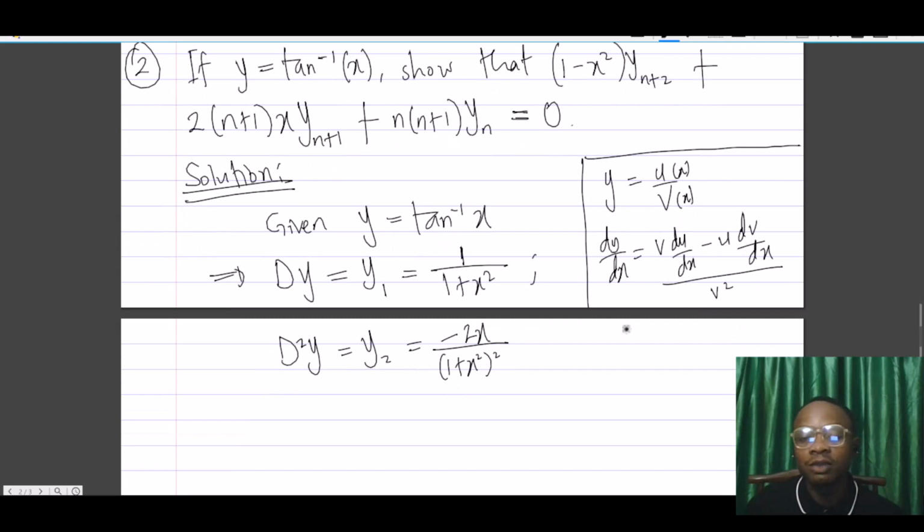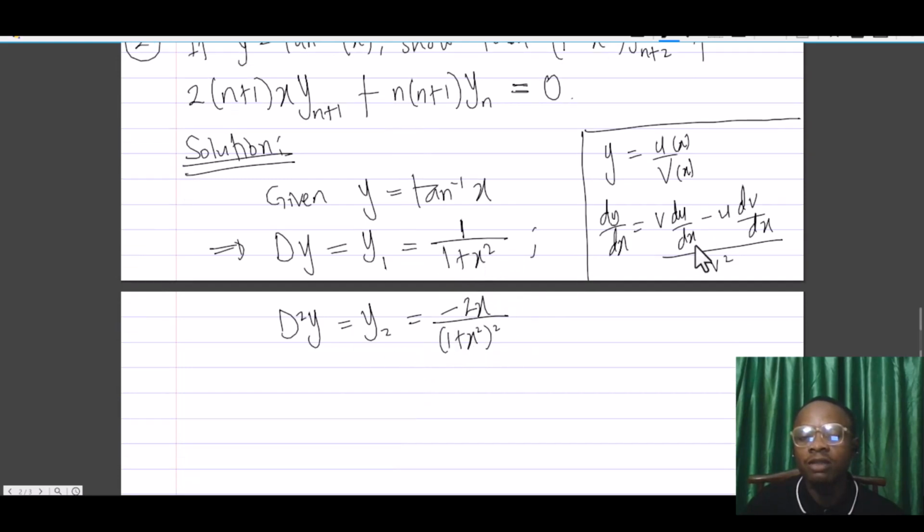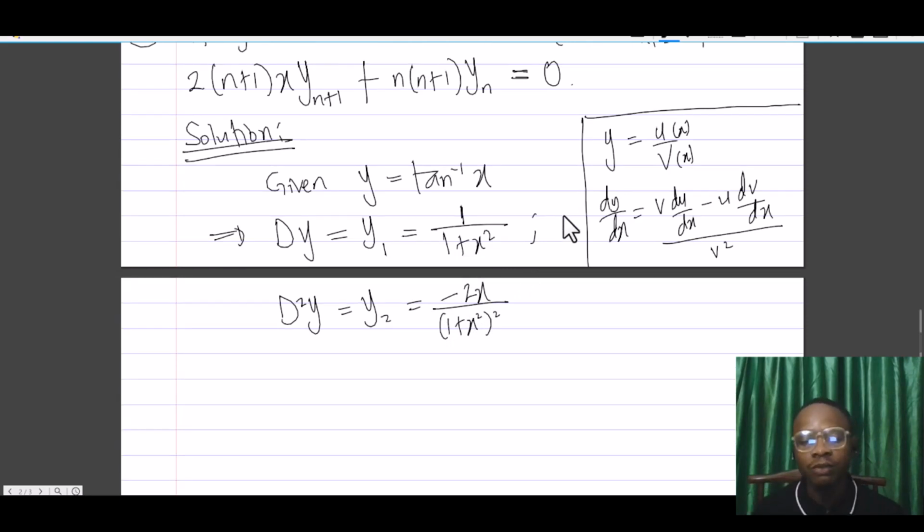So that's basically what we did here. We identified that u is equal to 1 and v is equal to 1 plus x squared. By the time you do all the necessary differentiations, you get this result. This is our v squared: v is 1 plus x squared, so v squared will be 1 plus x squared all squared. So with this, we are good to go.